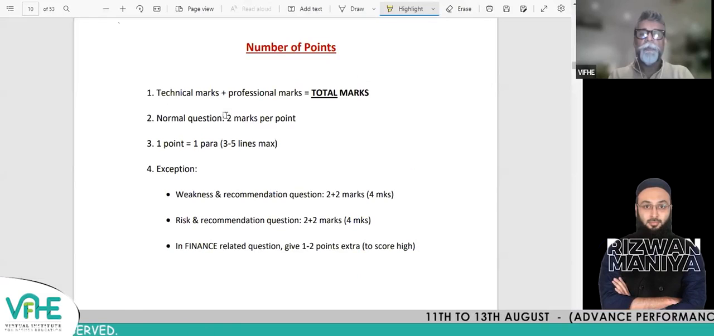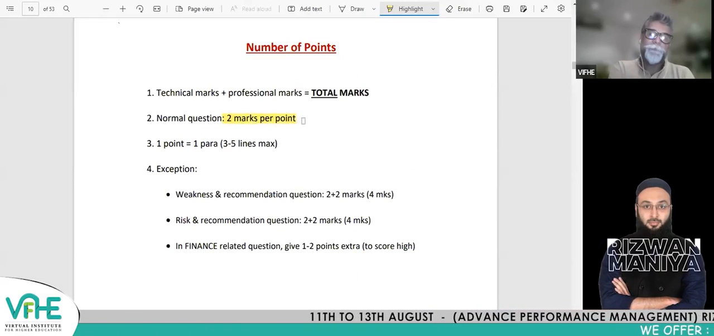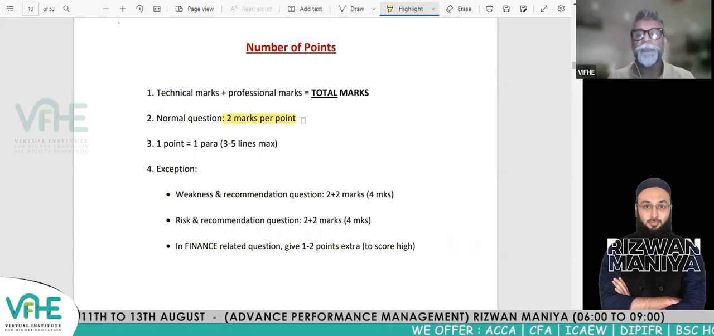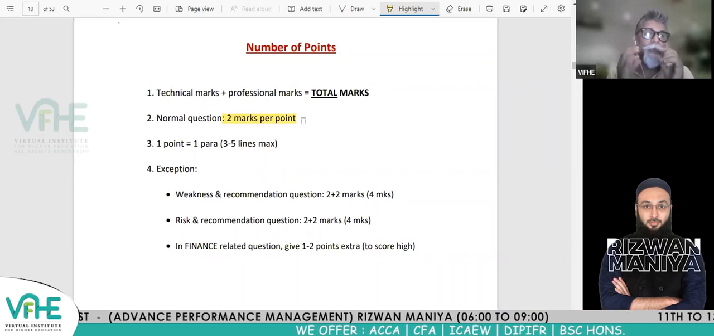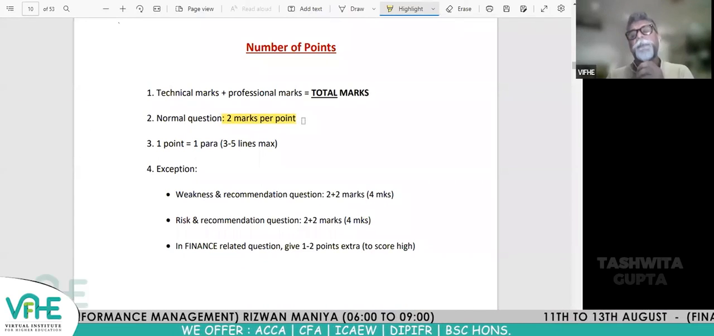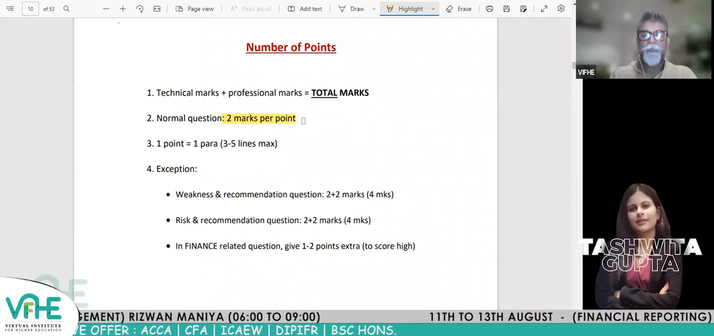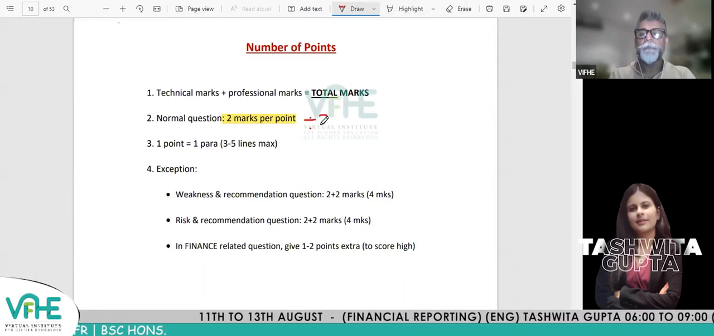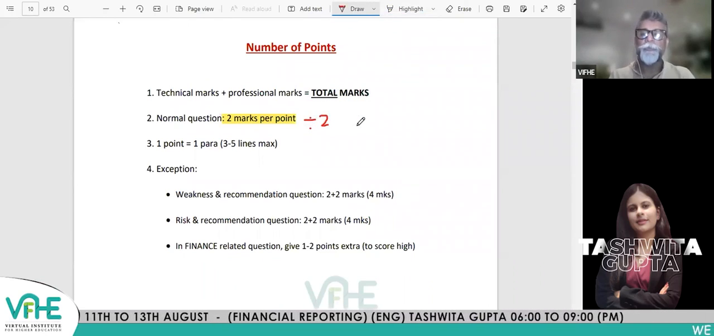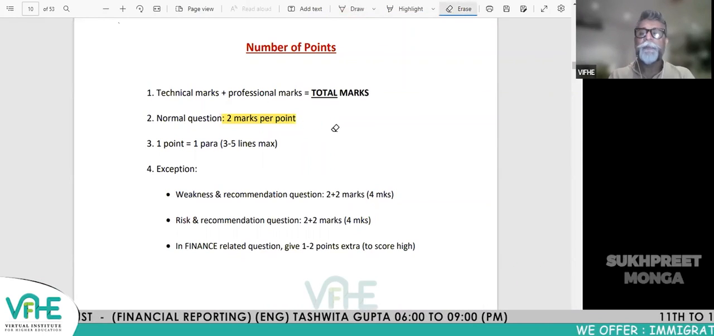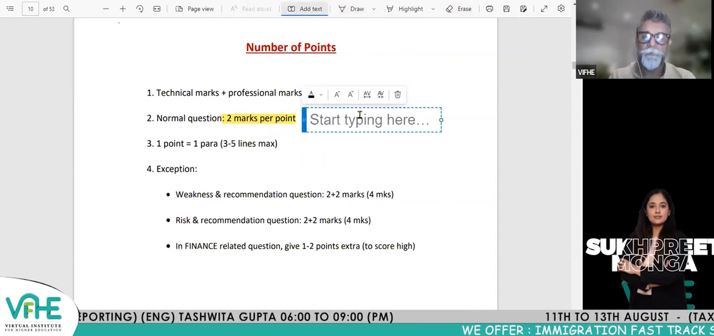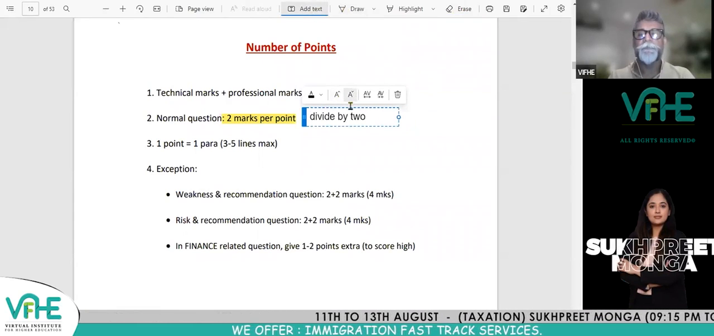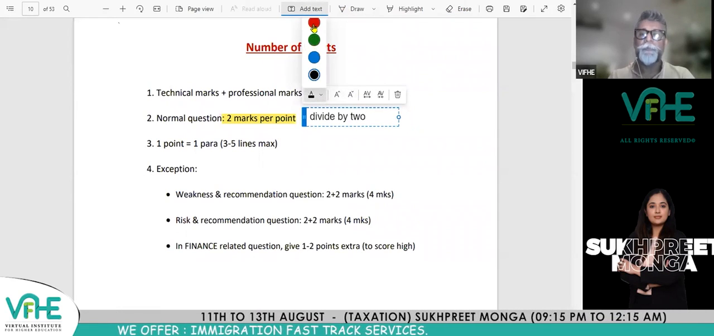So you have to follow 2 marks per point. How can we decide number of points? Just assume that 1 point, a well-drafted paragraph carries 2 marks. Okay, so if it's a 10-mark question, you just divide by 2. So you just have to divide by 2 to arrive at the number of points required. Is that clear? You have to divide by 2.